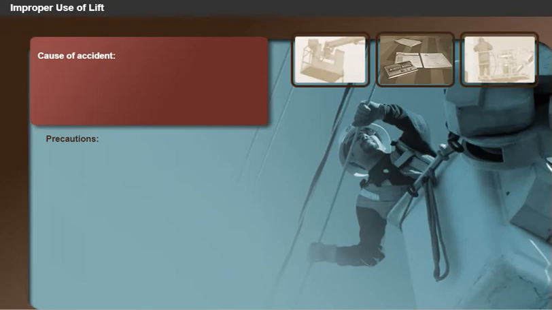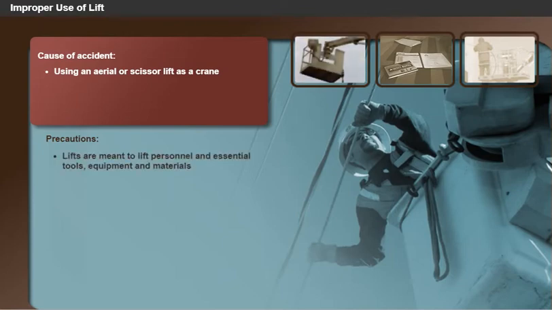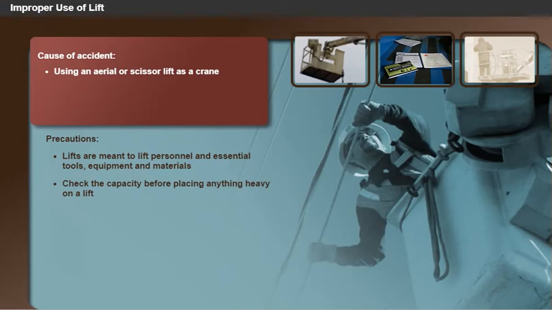You've learned about causes of accidents that happen before you even get in the equipment. Now let's see what can happen when you're at the work site and the mobile equipment is stationary. Using an aerial or scissor lift as a crane is dangerous. Lifts are meant to lift personnel and essential tools, equipment, and materials. Check the manufacturer's labels and the operator's manual to determine the capacity before placing anything heavy on a lift. Do not rig materials to be lifted from the structure of the lift. This can cause serious balance and capacity issues.